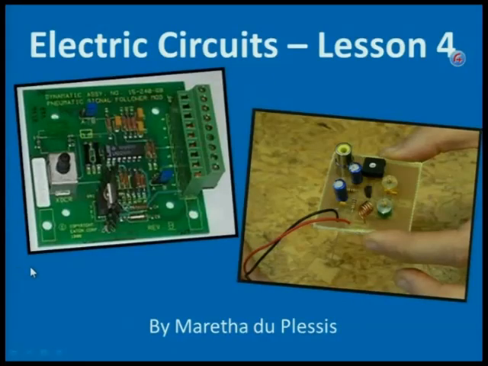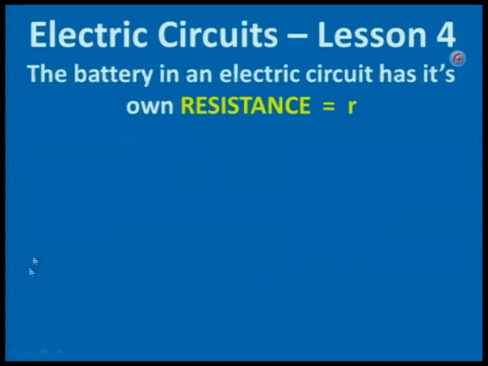Welcome to Electric Circuits Lesson 4. Up to now, we have assumed that the battery is giving out the maximum power that it can. But a battery has its own resistance.